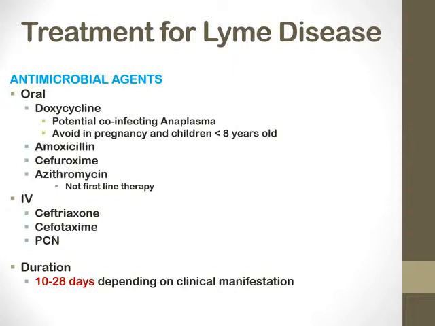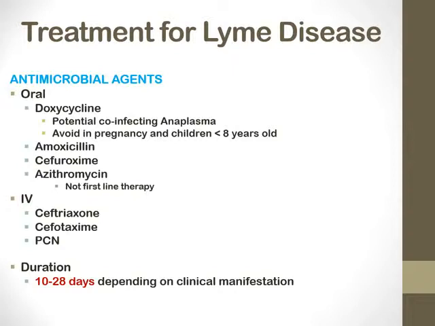Azithromycin has some activity, but is not considered first-line therapy as it has a greater risk of progression of disease processes and inadequate therapy. There are times when oral therapy is inadequate, and I'll talk about that on the next slide, but in general, oral therapy is preferred. Most of the time we use doxycycline simply because it also would treat any potential co-infecting organisms. But the amoxicillin and cefuroxime work very well.